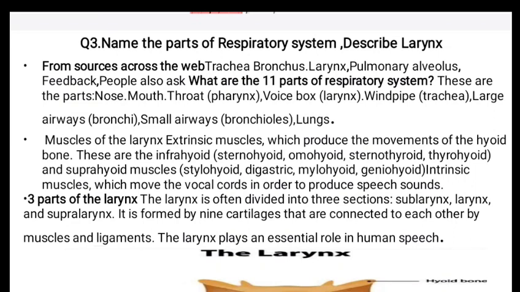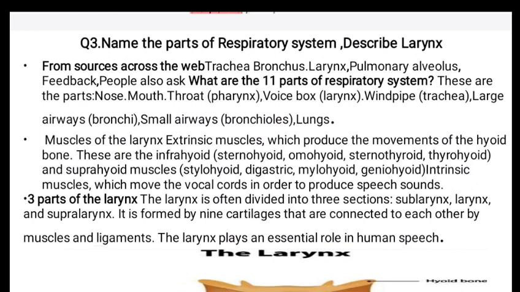Question number 3. Name the parts of respiratory system and describe the larynx. 11 parts of the respiratory system. These are the parts: nose, mouth, throat, pharynx, larynx means voice box, trachea means windpipe, bronchi means large airway, bronchioles means small airway, and also the lungs. These are the parts of respiratory system.